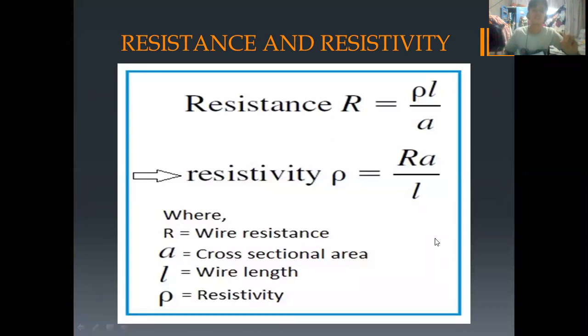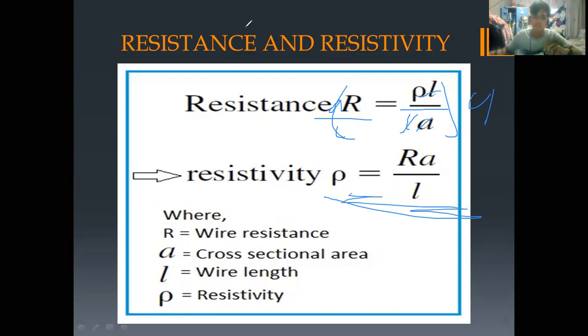Yung formula ng resistance is R is equal to rho length over the area. Sa resistivity naman, ganun din. Kumbaga, parang sa algebra, minultiply mo tong A both sides para makancel to. Tapos magkakaroon ng A dito, makakancel to. Ngayon, para makuha mo yung formula na to, i-divide mo lang to sa L. Cancel to ngayon, ang makukuha natin ito. So, ayan.